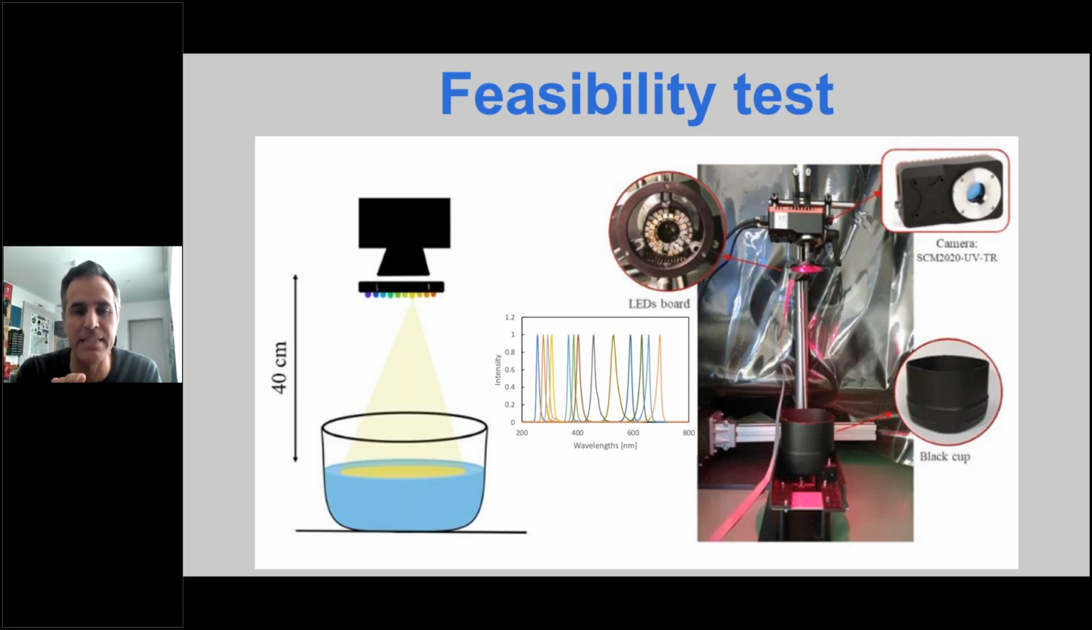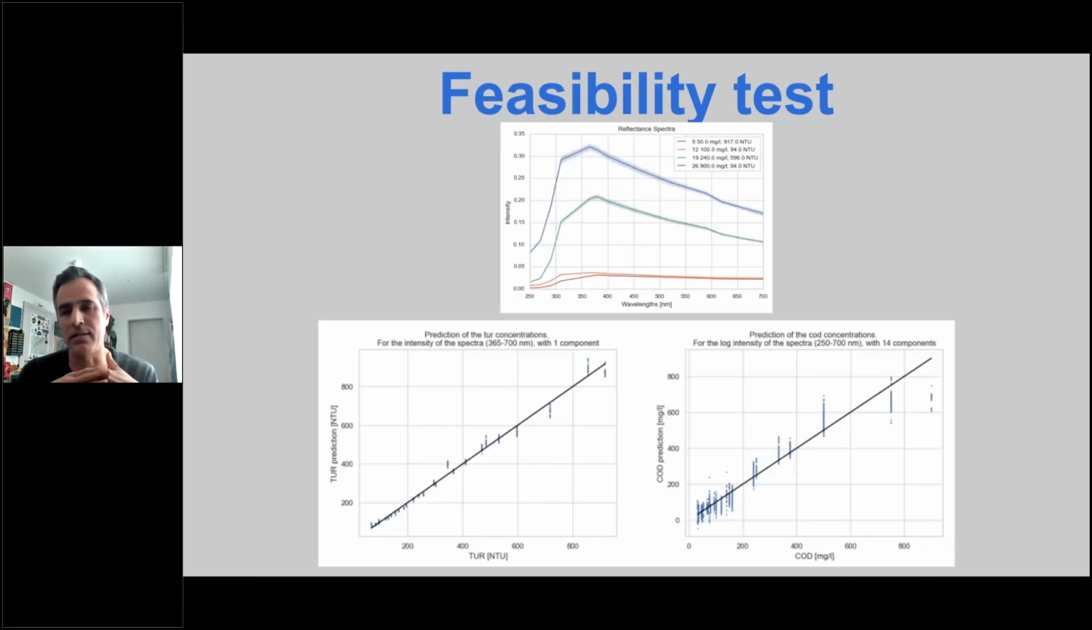with 13 LEDs, which have spectra at different wavelengths. And then with the camera, we measure the intensity that is reflected back to the camera. Here is an example of the reflectance spectra of different samples of water, different combinations of COD and turbidity, for the 13 different LEDs. And underneath, we can see the value predicted from the camera measurements, compared to the reference value. We knew the reference value perfectly well because they were synthetic samples. And we got a very, very good match, which is very encouraging.